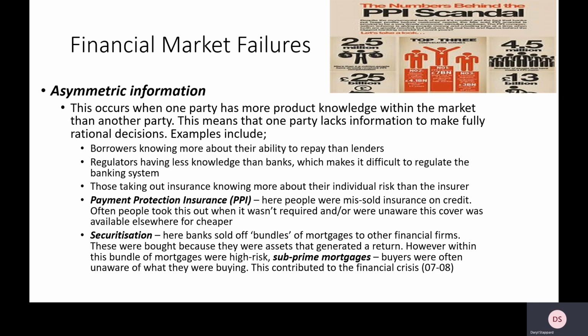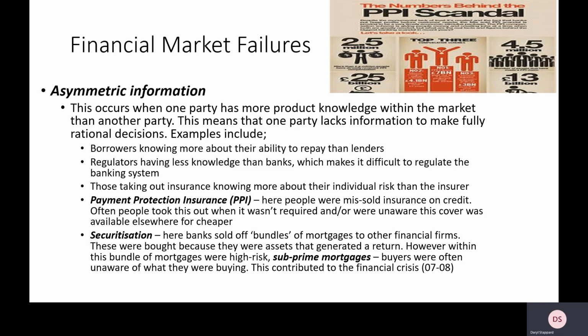What makes that problem even worse is that when people have insurance, they often become more risky because they've been insured against that risk. So it's quite difficult for insurers to then calculate exactly how much these people should pay for that insurance. Next one, regulators having less knowledge than banks.